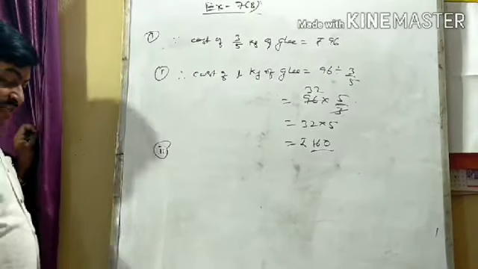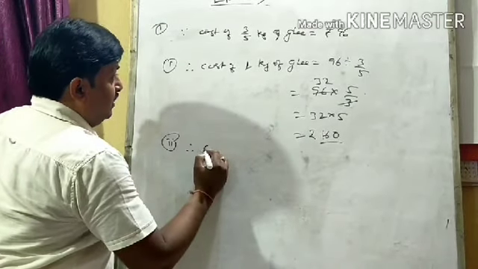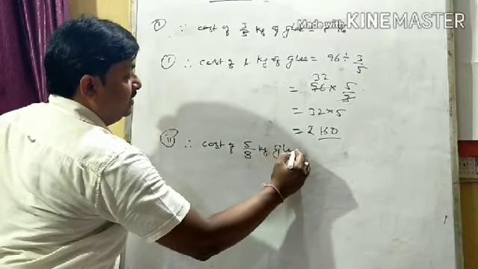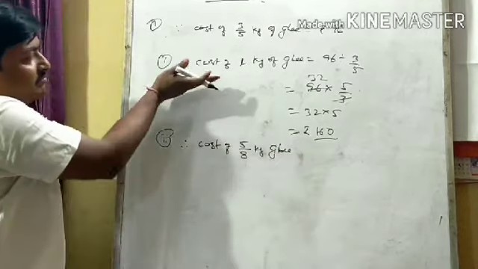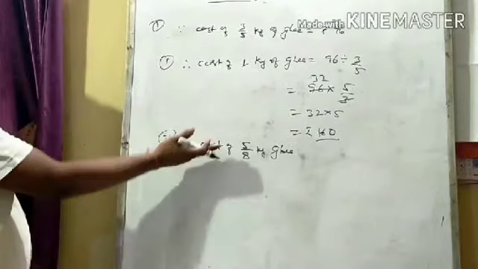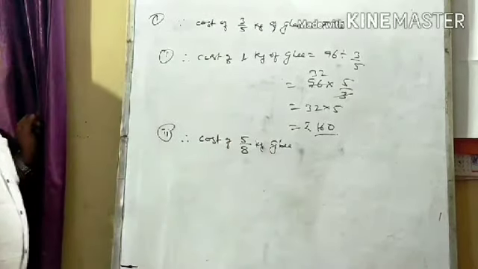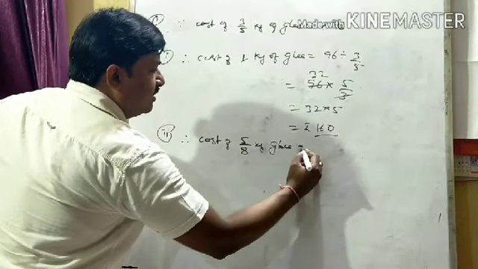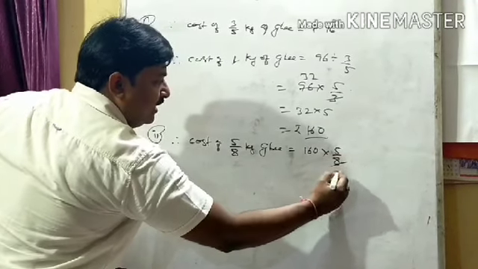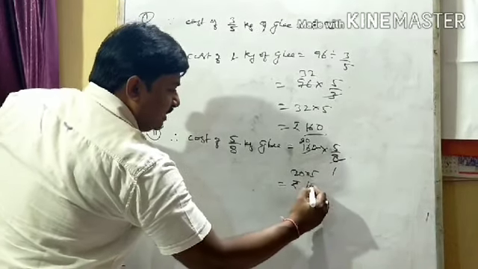Now the second part of the question asks what will be the price of 5 by 8 kilogram of ghee. Students, we have the cost of 1 kilogram, so to find the cost of 5 by 8 kilogram, we multiply the quantity by the price of 1 kilogram. So 160 multiplied by 5 by 8: 8 2s are 16, 20 into 5 is equal to rupees 100.